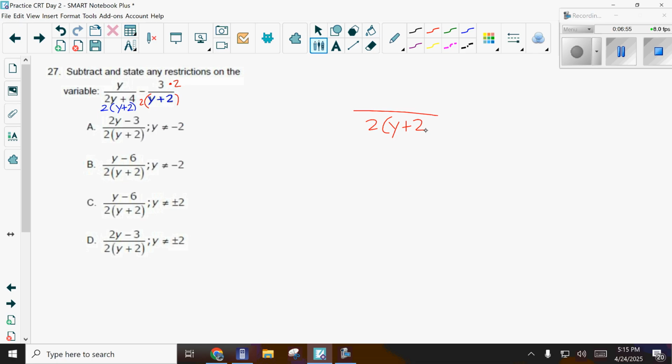now we can just combine the tops. So I'll have y minus 6. And it says state the restrictions. The restrictions, they come from the bottom. So my restriction is going to be just -2. And then that's the answer. So y minus 6 with a restriction of -2. So these are not them because of the restrictions. So what am I looking at? Choice B. 27 is choice B.